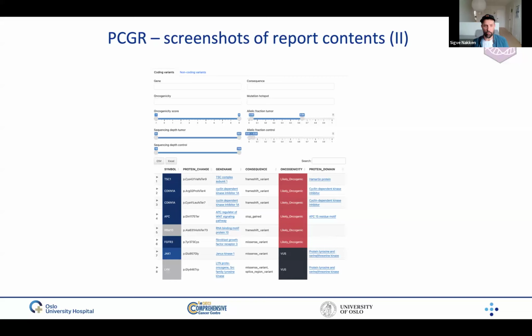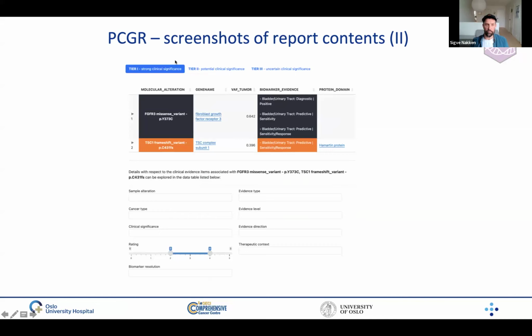And then we go on to show all the likely oncogenic and oncogenic variants. So you can interact with all the variants that were found and different annotations of that, both the coding variants and the non-coding variants. And then we also provide the actionability data. So here we see in tier 1, one particular variant that was exactly matched against the exact amino acid change. And then we have one more loosely defined biomarker.